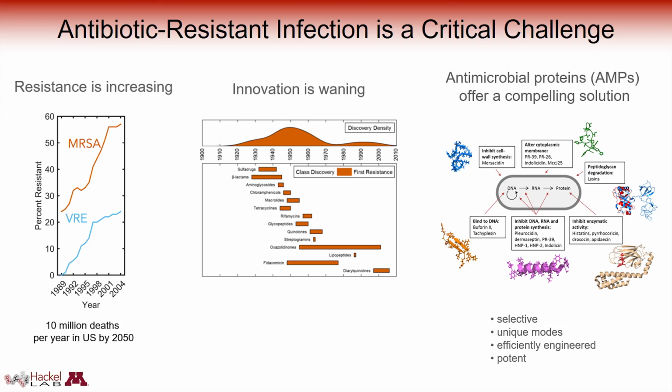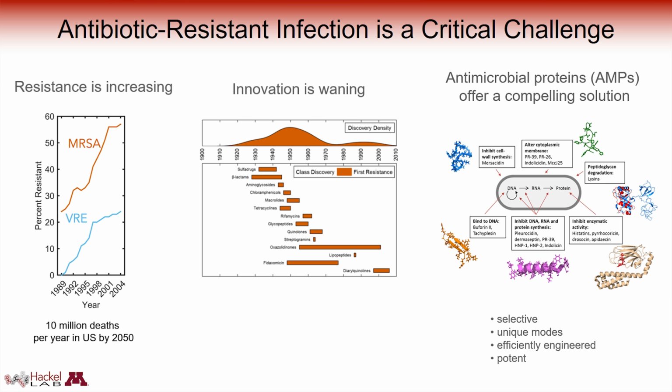In addition, innovation is waning. The amount of antibiotic discovery is dwindling with time, and the speed of those molecules being resisted against is unfortunately quite quick. And so our proposed solution is to use antimicrobial proteins and peptides, or AMPs, as a solution. So there are many different AMPs and many different modes of action that they have, which is one benefit of them. In addition, they tend to be more selective than the broad spectrum antibiotics that we have in the small molecule realm. So we can use these unique modes of action, selective modes of action.